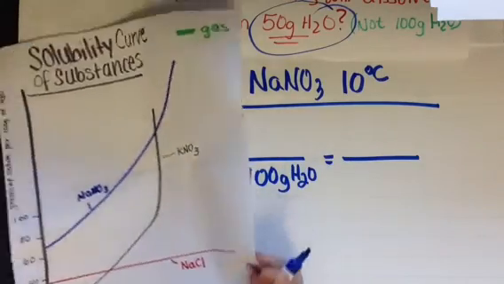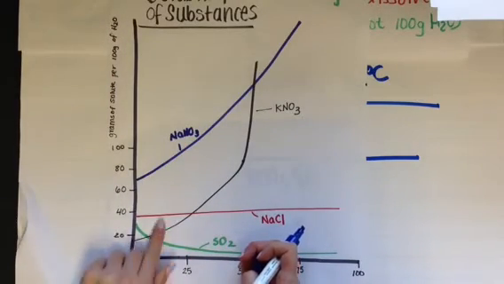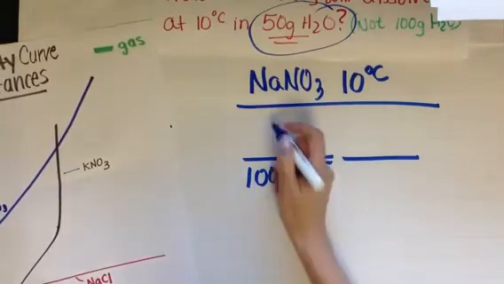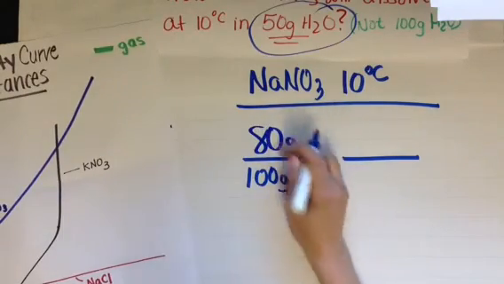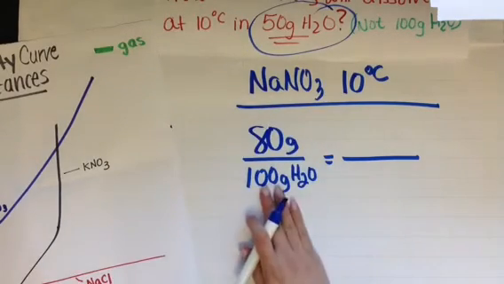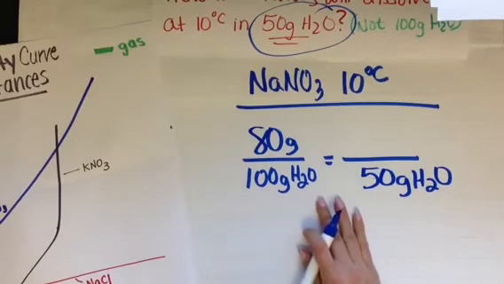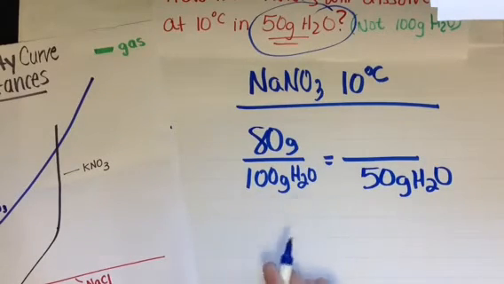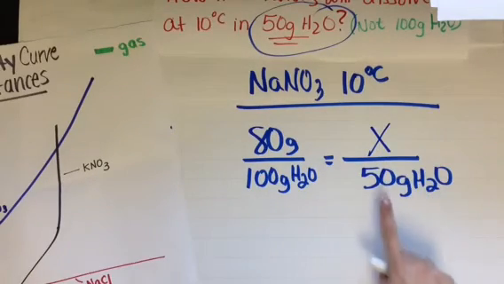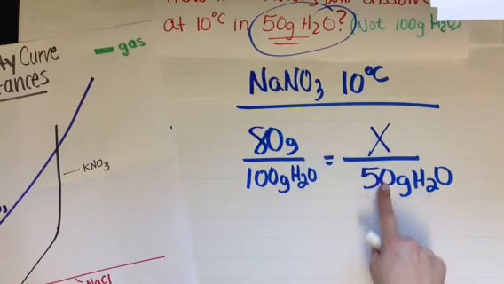So I'm going to set up a little proportion here. We know that 100 grams of water, that's this graph, that at 10 degrees Celsius, we just said 80 grams will dissolve. So 80 grams of the NaNO3 dissolve in 100 grams of water. Well, that's great. But this question asks not for 100, but 50 grams of water. So we're going to take that beaker of water and we're going to empty out half of it. Now how much solute will dissolve? So that's X. How much will dissolve in 50 grams? 80 dissolves in 100, how much dissolves in 50?